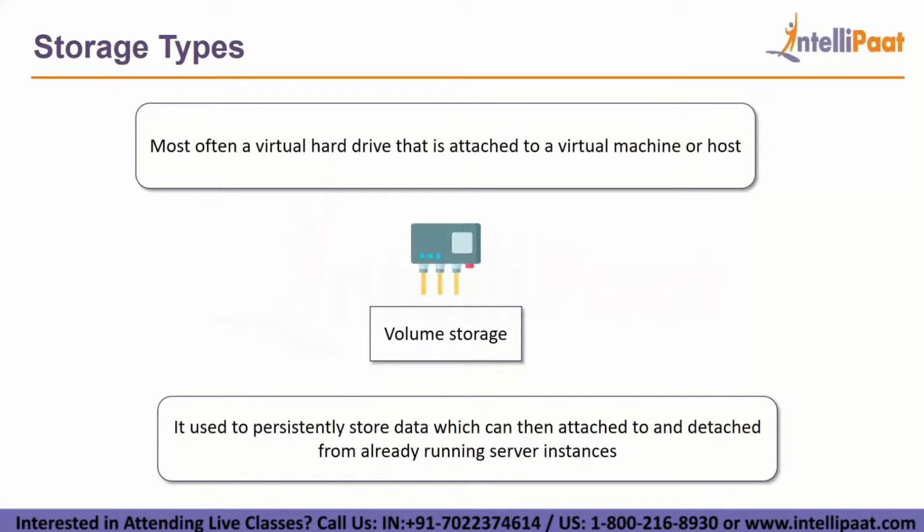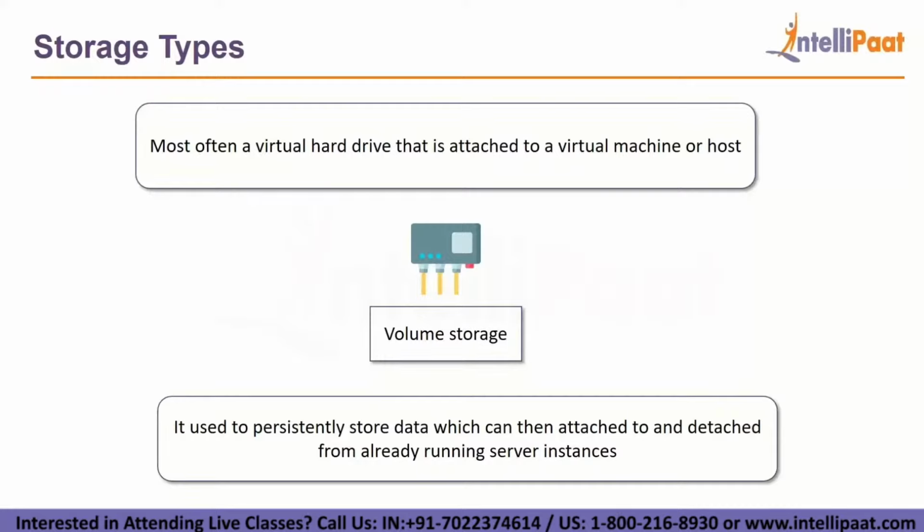In Windows, it's usually the C drive, the D drive, the E drive, and so on and so forth, depending on how you have partitioned the system. So this is one of those partitions that could be considered a volume, and a volume storage is often referred to as a virtual hard drive, which is attached to virtual machines and host systems. It is used to persistently store data and can be attached and detached from already running server instances. Think of it as a virtual USB drive or a virtual SSD drive.